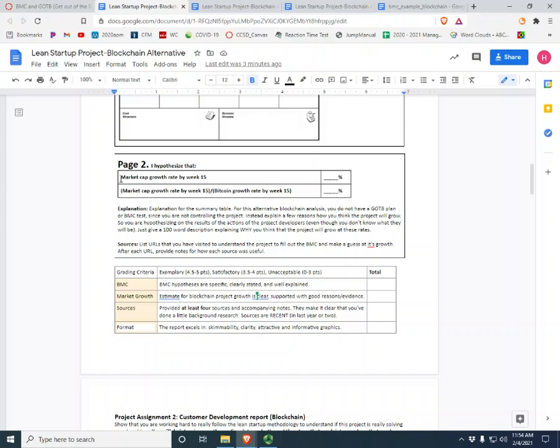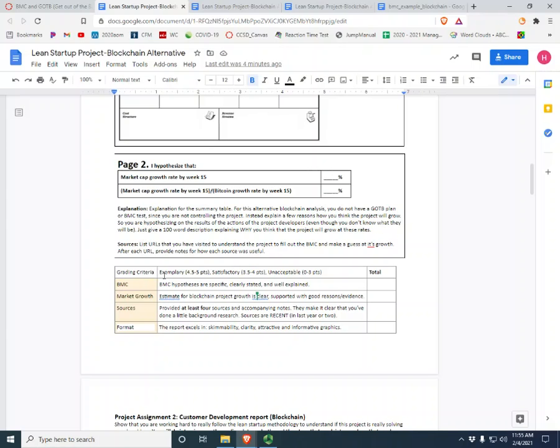So you're going to estimate how much you think the market cap for this project will grow by week 15. And then you're going to compare that to the growth of Bitcoin. So you're going to take that market cap growth divided by how much you think Bitcoin will grow by that time. So you get another estimate. And then you're going to provide an explanation for this. And of course, there's a lot of information that you don't know. So you're going to list the sources that you used along with some of the notes that you have.